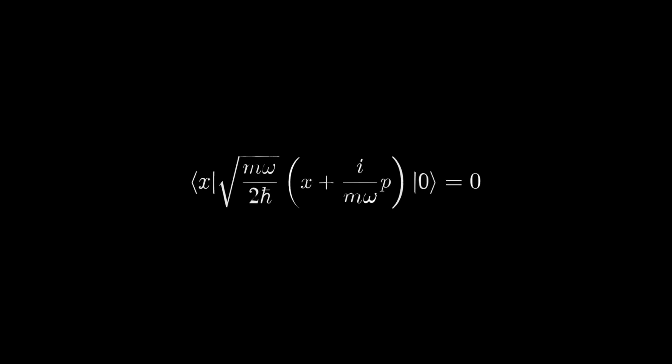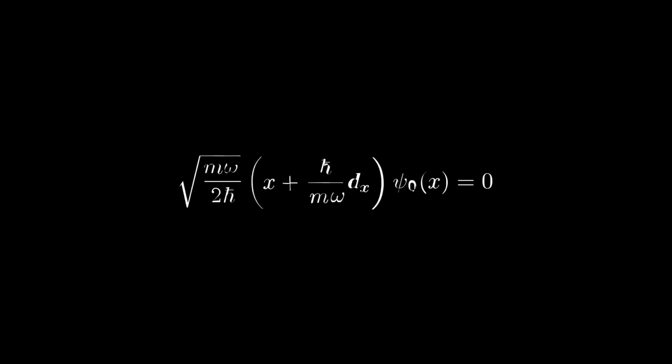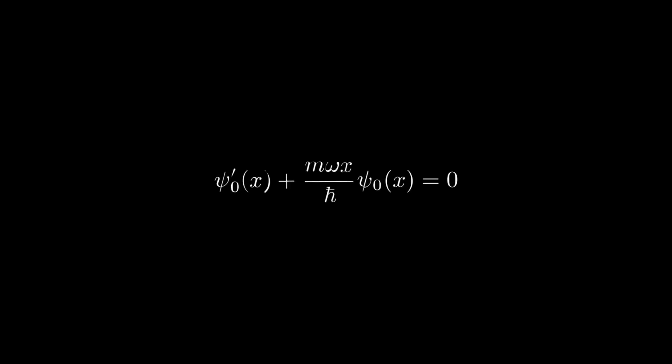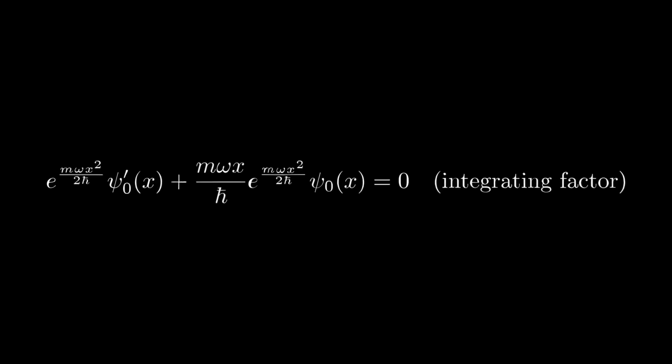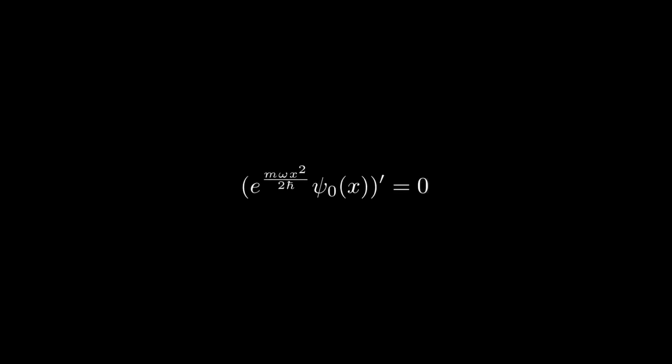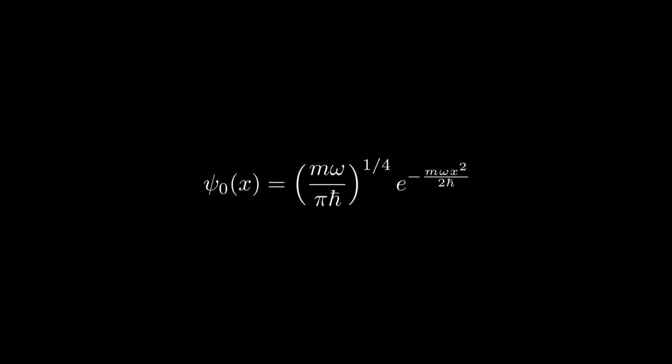To find the ground state, we note again that a acting on |0⟩ gives us 0, meaning that if we expand a in terms of x and p and solve the resulting differential equation in x, we get the following Gaussian for the ground state, where the constant coefficient is chosen such that the state has norm 1.